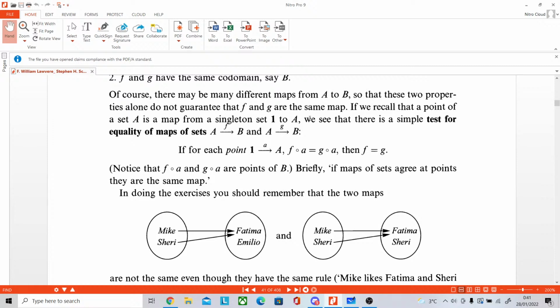If we recall that the point of a set A is a map from a singleton set 1 to A, we see that there is a simple test for equality of maps of sets, A to B, which is given by F, and A to B, which is given by G. If for each point 1 to A, F∘a equals G∘a, then F equals G.